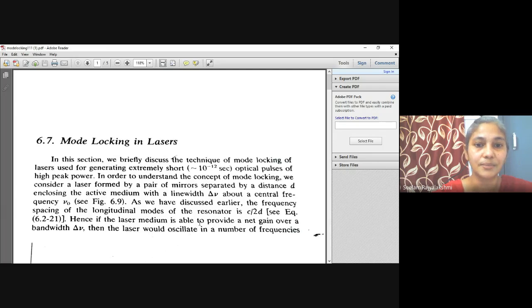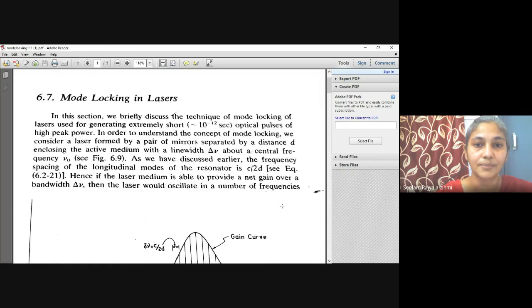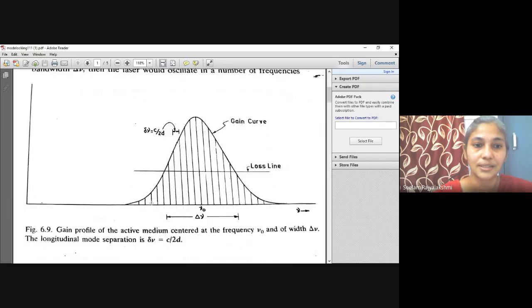Hence, if the laser medium is able to provide a net gain over a bandwidth delta nu, then the laser would oscillate in a number of frequencies. This is the gain profile of the active medium, centered at the frequency nu naught, and the line width or bandwidth is delta nu. The longitudinal mode separation is delta nu, which equals c by 2d. Here this is the gain curve, and this is the loss line.